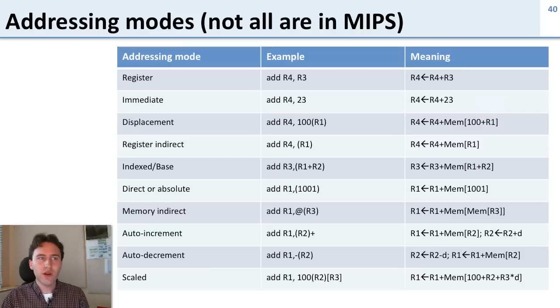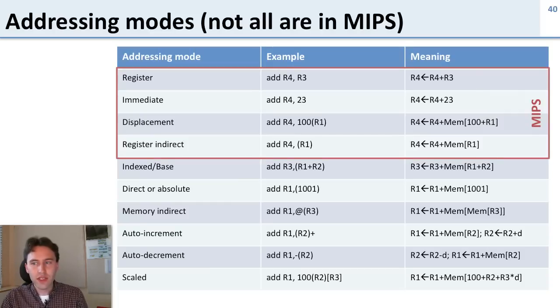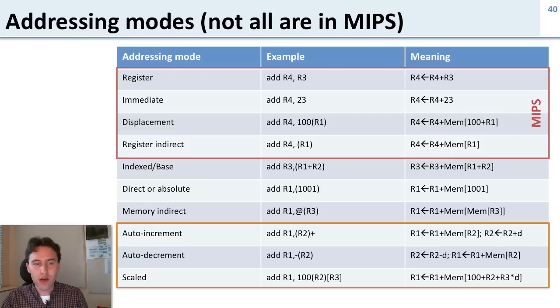So now let's talk a little about addressing modes. So not all of the ones you see here are in MIPS, and in fact these are the ones that are in MIPS. So MIPS has 4 addressing modes. You can either get data directly from a register, you can get data from an immediate, you can get data from a memory location with an offset, or you can get it directly from the memory location. And we've seen all of these ways of accessing data in MIPS. Here are some other complicated ones.